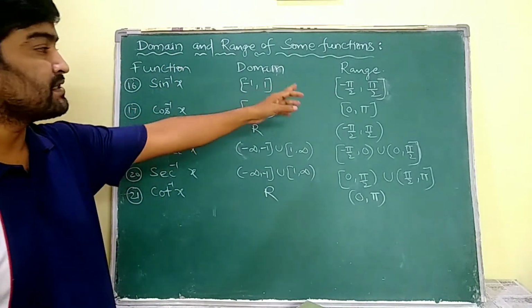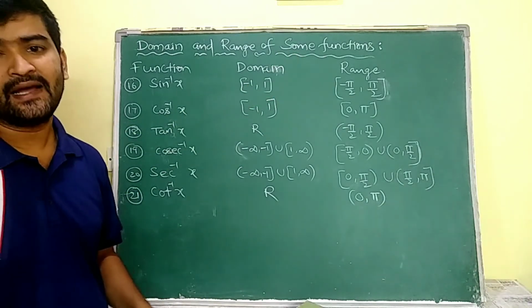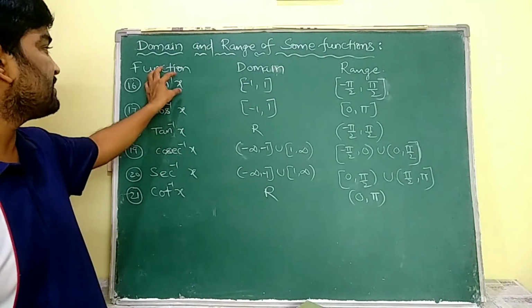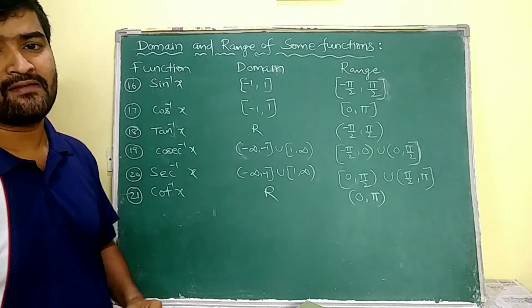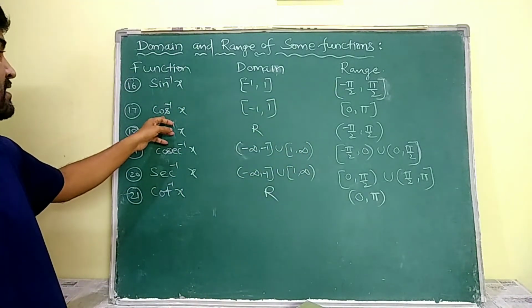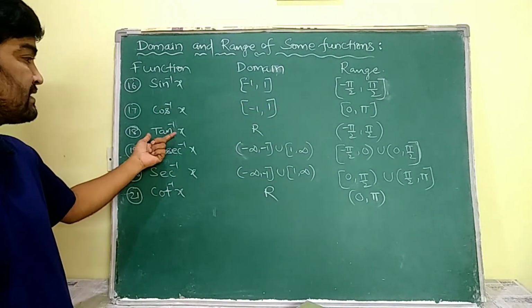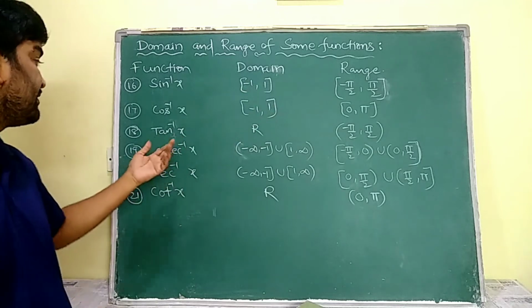Sin inverse x means -π/2 to π/2 is its range. Inverse in the sense you are going to get some angle values, and those are the range. So here also cos inverse x range is from 0 to pi. Tan inverse x, -π/2 to π/2.